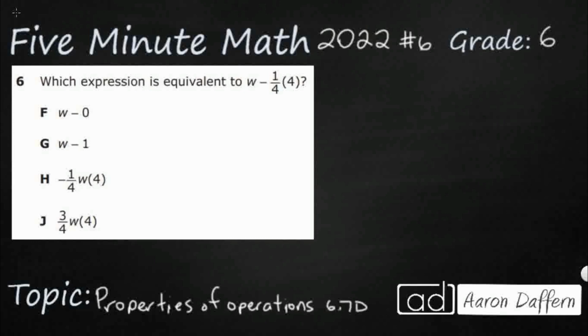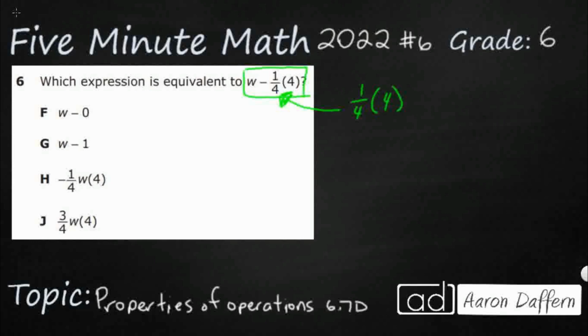So we just need to find an expression that is equivalent to W minus 1/4 times 4. Now this should mean something to you right here, not so much the W, and it doesn't even really matter whether it's positive or negative, but look at this 1/4 times 4.